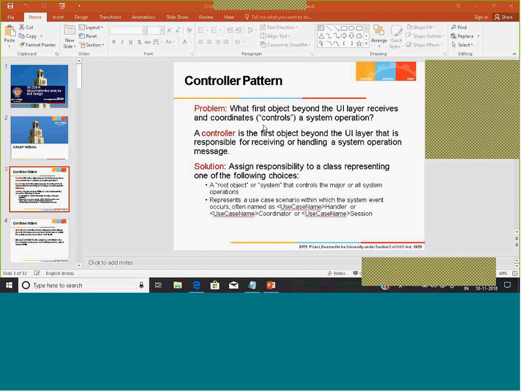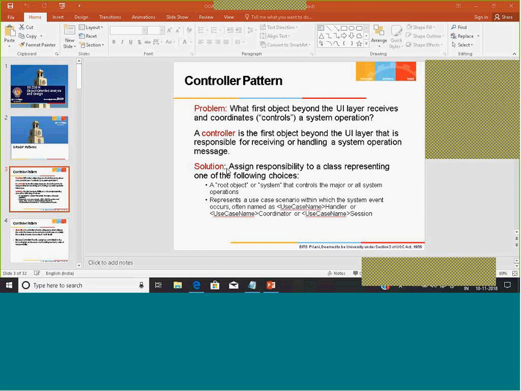So this was an object, the first object beyond the UI layer. It is of course the user interface layer which receives the first input from the users. But beyond that layer, at the system level, which is the first object responsible for controlling all the system operations? This was the controller. So our controller is the first object beyond the UI layer which is responsible for handling a system operation message.